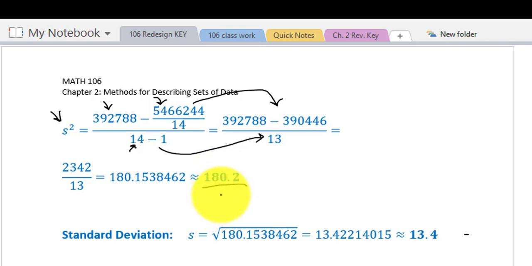Once we have the variance, we can take the square root of that value, and you notice I went back to using the decimal value to have a more accurate answer in the end, and our standard deviation is 13.4.